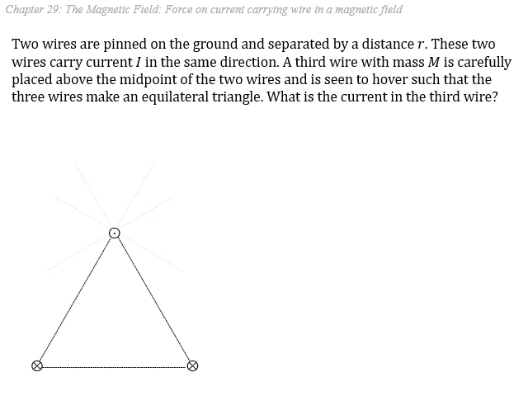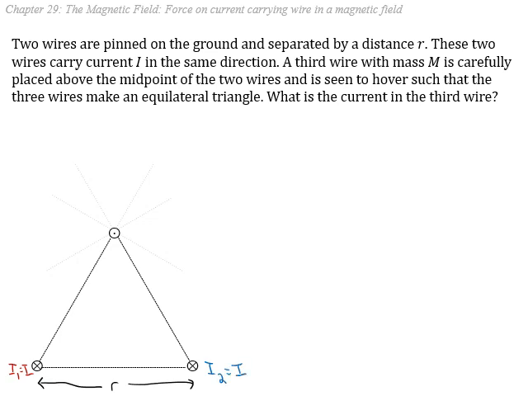In this example, we have 2 wires pinned on the ground and they're separated by a distance r. Let's label in our distance there. Why don't we do some labels as we go? Separated by distance r. These 2 wires carry current I in the same direction. So the current in the first wire is I. Current in the second wire is also I.